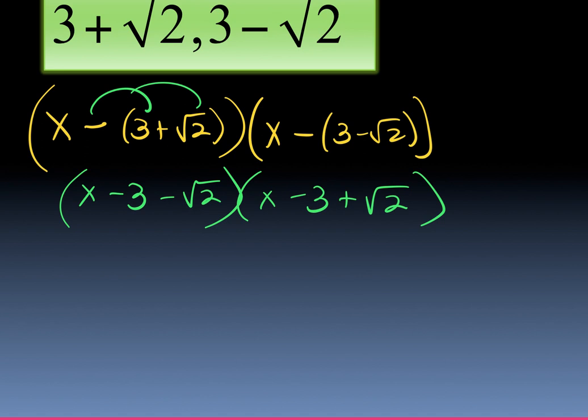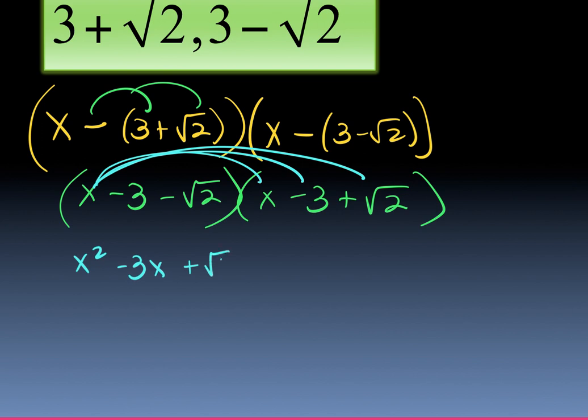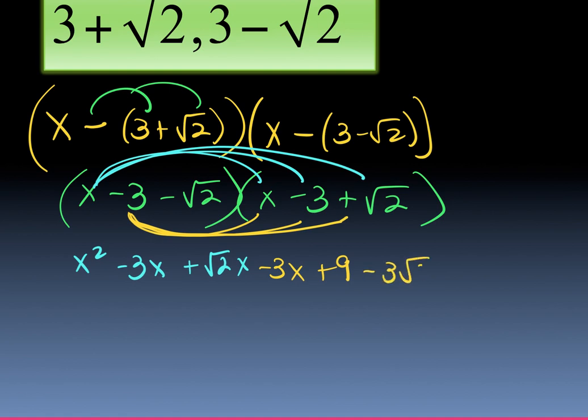With me so far? Okay, then x times x, x squared. X times negative 3, negative 3x. X times square root 2, positive root 2x, or x root 2. You could put that in either order. I don't care. Then the 3 goes negative 3 times x. Negative 3 times negative 3, positive 9. Negative 3 times positive root 2, negative 3 root 2.